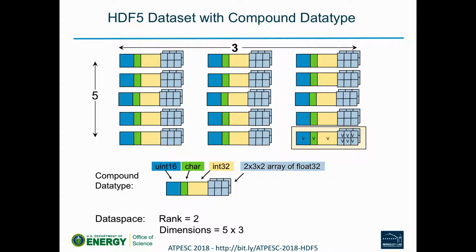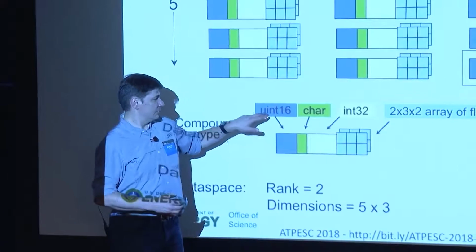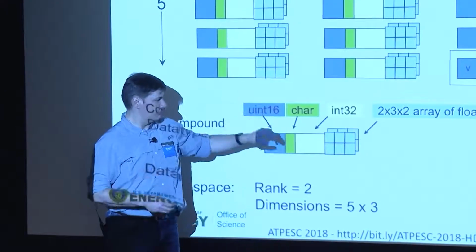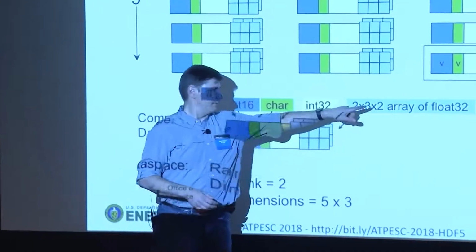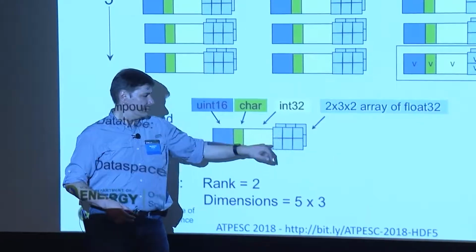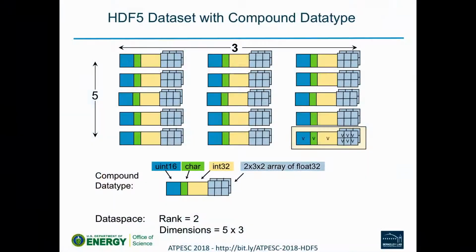The type within each element is different, right? This is a much more complicated data type. So it's a compound type. It's got several fields, in this case 4. 16-bit integer, unsigned 16-bit integer, a character, 32-bit int, and then one of these array types. And each element here in the array for the fields in the compound type is a float 32.